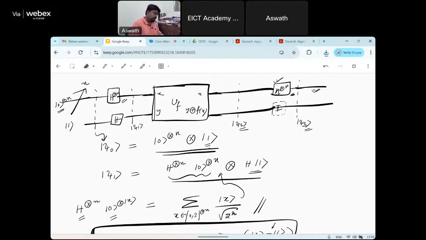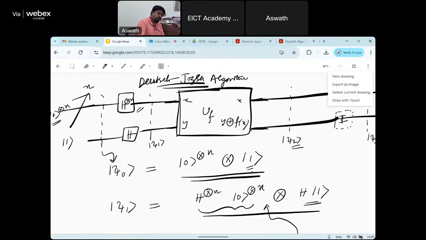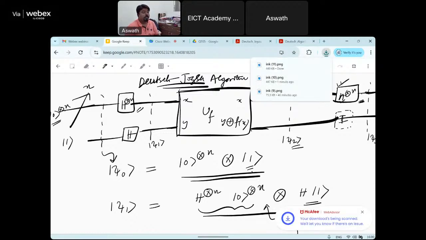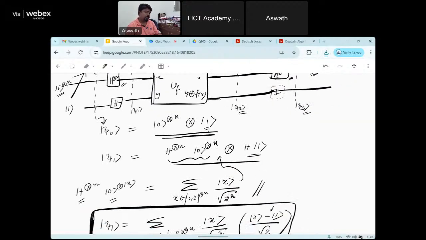Maybe I'll add Deutsch-Jozsa algorithm. Okay. Save, export image again. Yes. Fine. Right, so let me summarize.